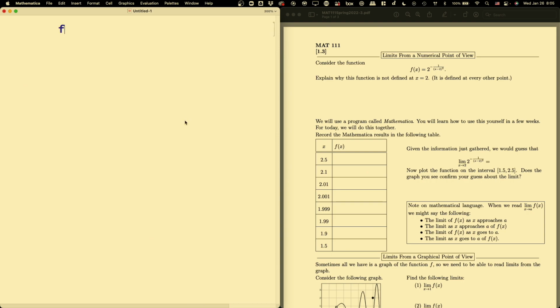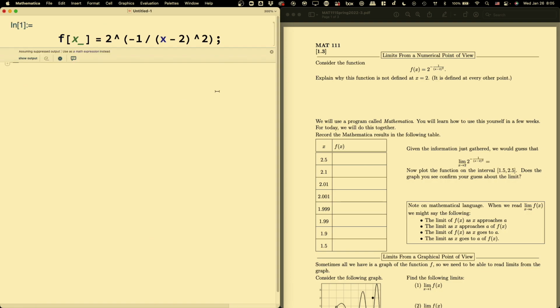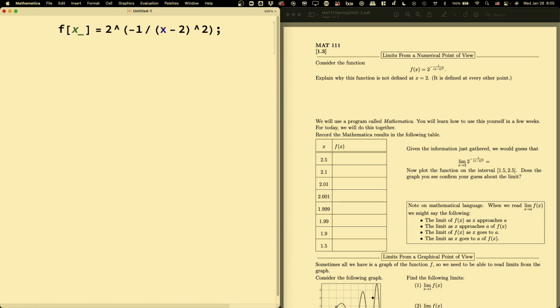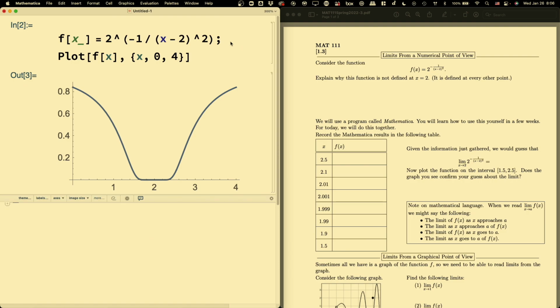First off, let's just define the function. And okay, there. This is just how you define functions in Mathematica. Don't worry about the syntax and the underscore and stuff. We'll talk about all of that later. But for now, I'll just drive. Okay, and then I'm going to plot this thing. Now we're interested in what's going on near x equals 2. So let me graph it, say, from 0 to 4, just to start. And we'll see what we get. Okay, good.